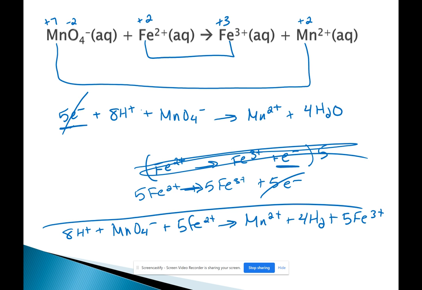So I have 8 hydrogens on each side. Oops, H2O, sorry about that. I have 8 hydrogens on each side. I have 1 manganese on each side. I have 4 oxygens on each side. I have 5 irons on each side, so those balance.